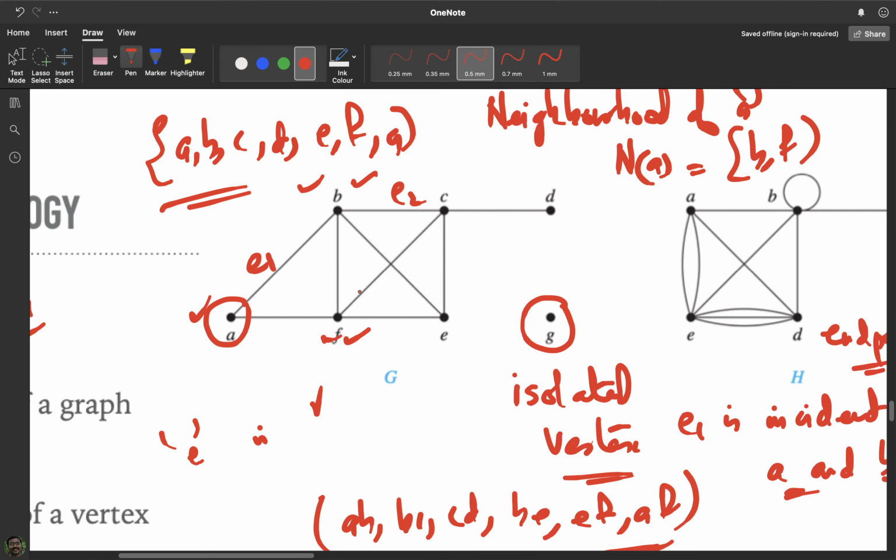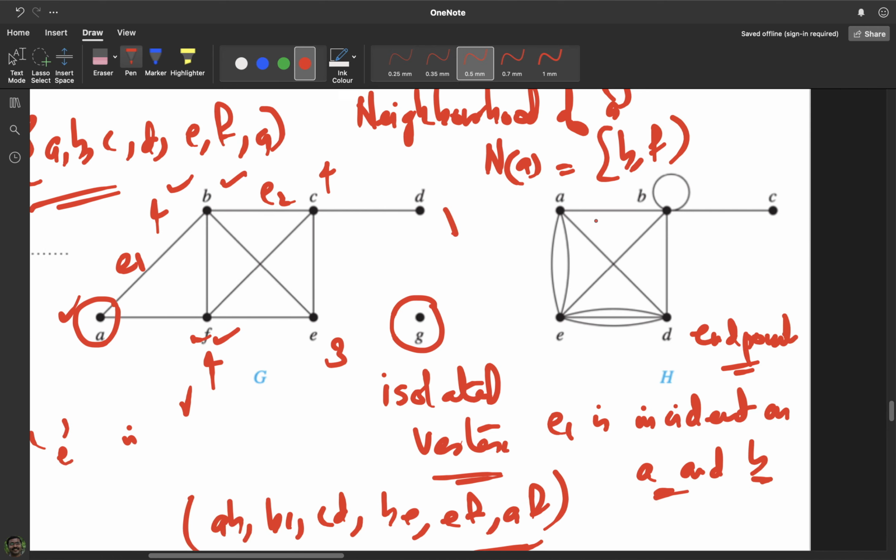Similarly, can you tell me the degree of B? The degree of B would be 1, 2, 3, 4. It is actually 4. The degree of F would be 1, 2, 3, 4. Again, it is 4. The degree of E would be 1, 2, 3. Again, 3. The degree of C would be 1, 2, 3, 4. And the degree of D would similarly be 1.